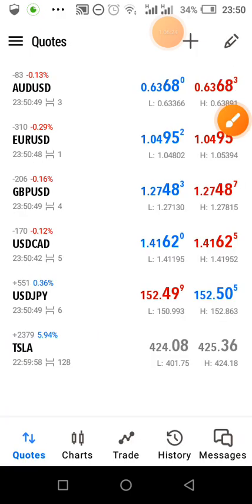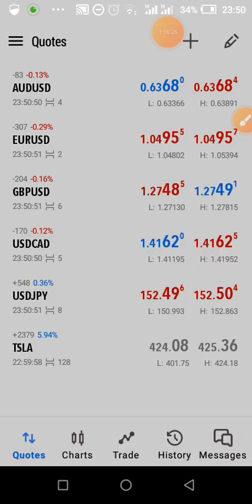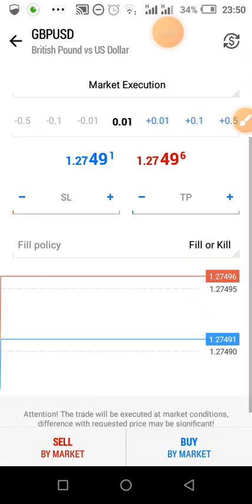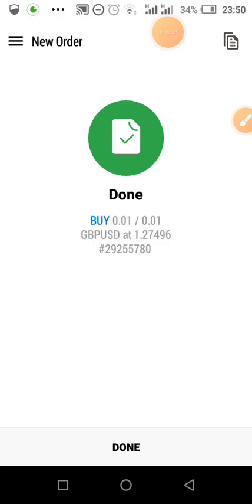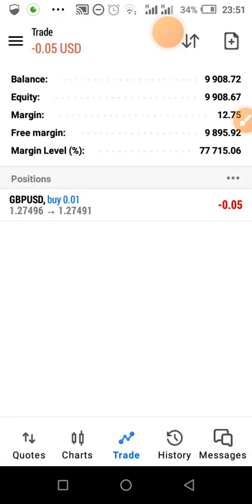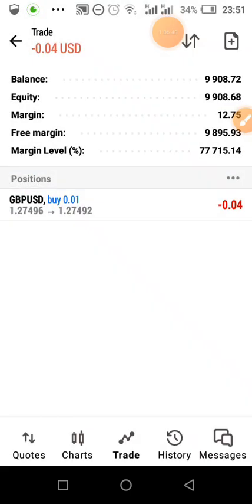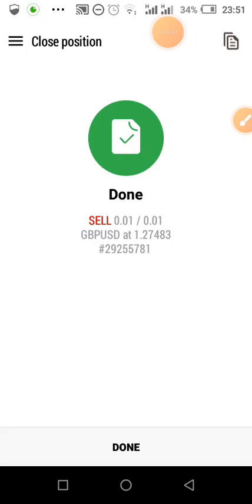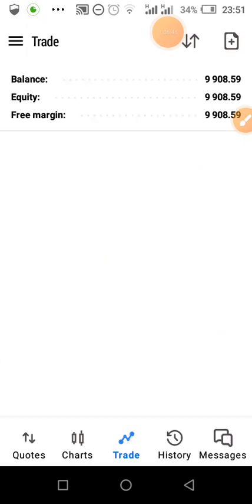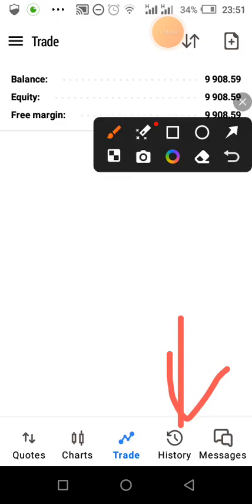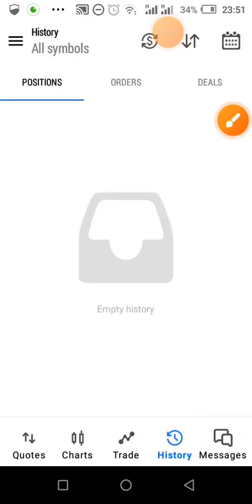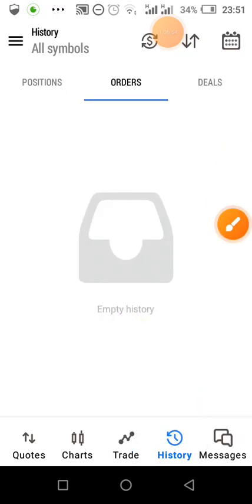But another way in which you can estimate them is to just open a random trade on your demo account. It doesn't matter what direction it will be. And then as soon as you open the trade, you can just close the trade. Then when you have done that, you come to trade history at the bottom of your screen.